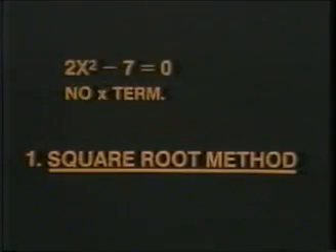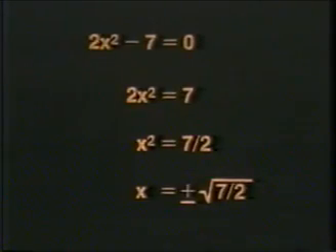Quadratic equations come in many different forms. Some don't have an x term at all, just an x squared term and a number. And we've seen already that we can solve them easily by the square root method. As soon as we take the square root of both sides, we can see our two answers, our two values for x.